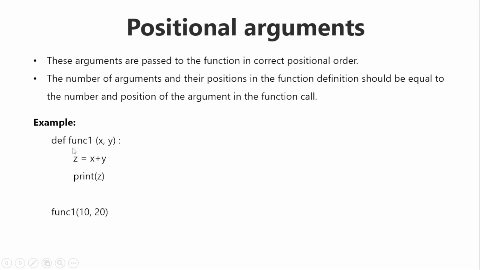For example, we have a function def func1(x, y): z = x + y, print z. When you call this function, you need to maintain the position in the correct order, because if you mismatch the position or the order, then the values assigned will be different. Here, for this function, the value 10 will be assigned to x and 20 will be assigned to y. In this way, the positional arguments will be considered. So let us move to the code editor and perform the operation.